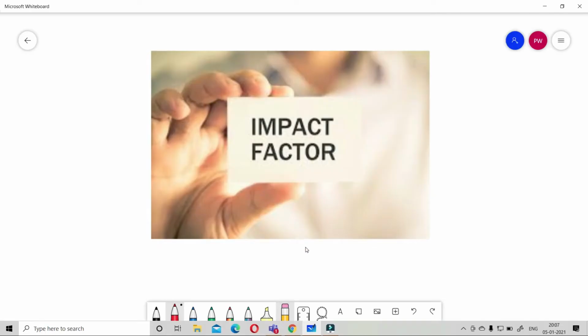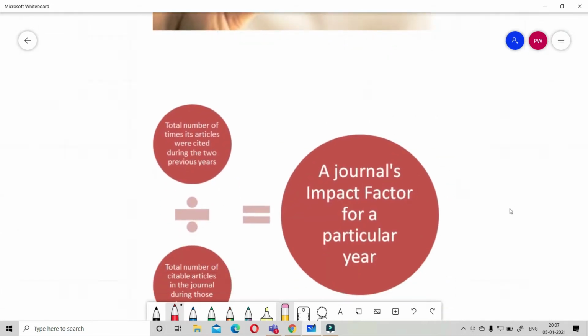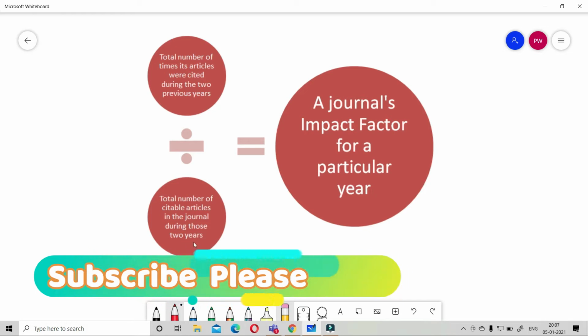See, as it is shown here, impact factor, and all over the world, researchers are after impact factors to publish their papers in high quality impact factor journals. Now, first of all, the very simple answer that I found on the web is that the impact factor is the total number of times the articles were cited during the 2 previous years divided by the total number of citable articles in the journal during those 2 years. That is what we call the impact factor of the journal.